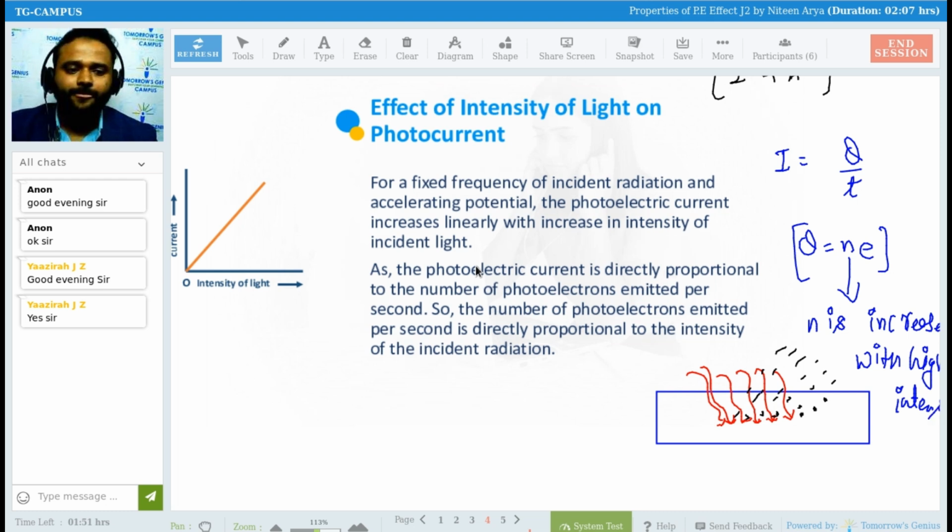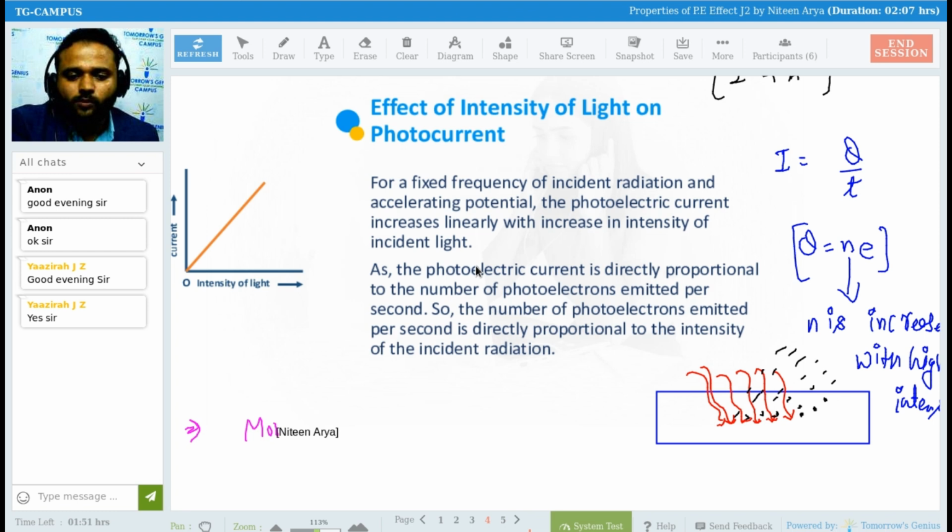Clear this one? Because the more intense light is going to hit any particular material, or a photoelectric material, so that is going to generate a large amount of photocurrent. Is this clear?